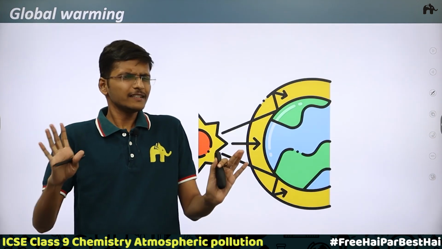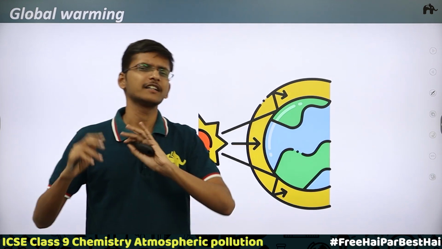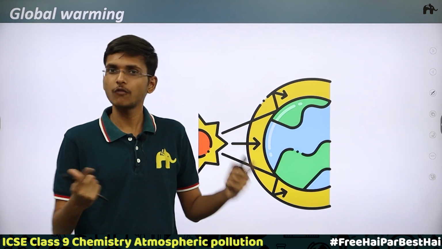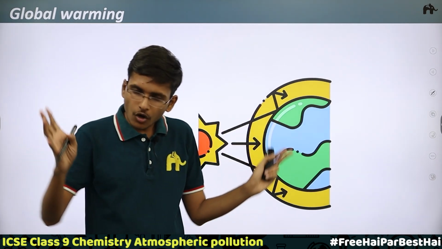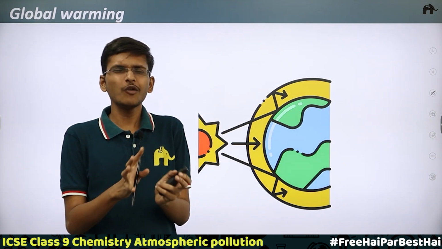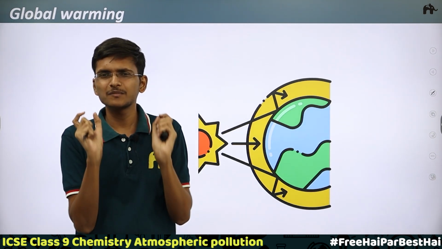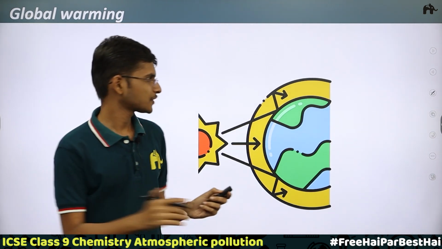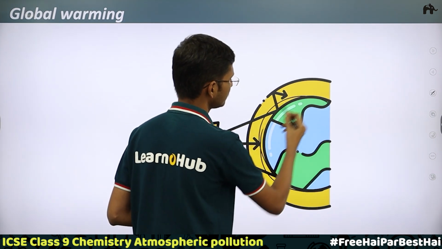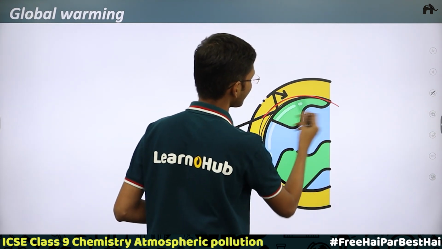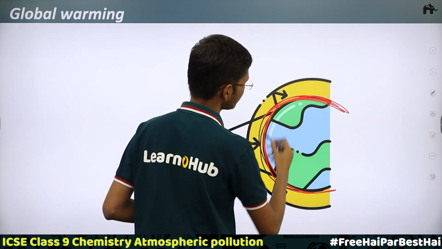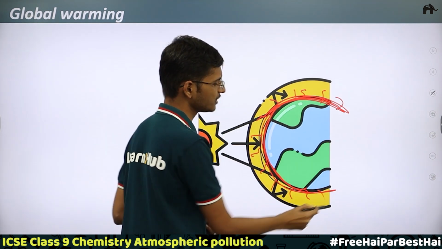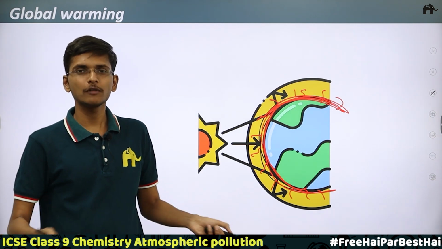Fine. So now it's enough about the greenhouse effect and greenhouse gases and their sources. Now let's come back to the main point, that is global warming. Why I have told you this long story of greenhouse effect is because global warming is a very simple thing. It simply means a rise in the average temperature of the Earth's surface. So this is our Earth, and if our Earth is getting hotter and hotter, this simply means global warming is taking place.